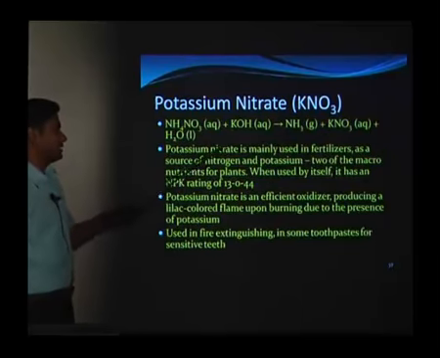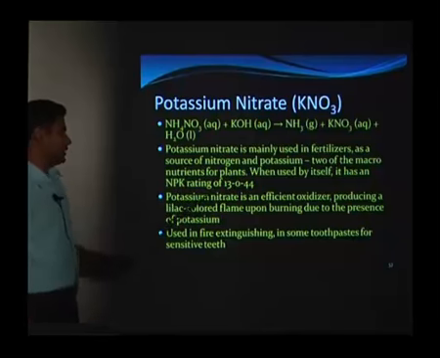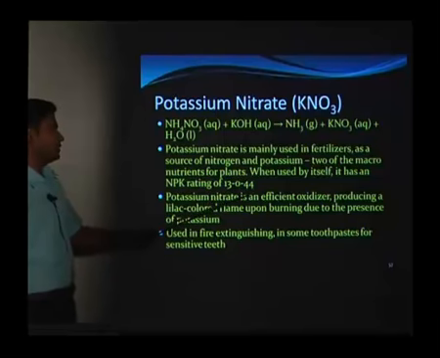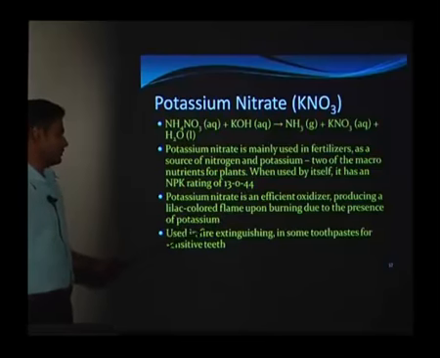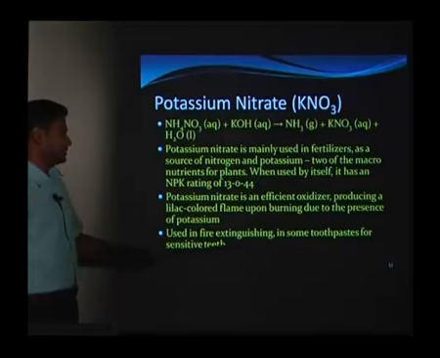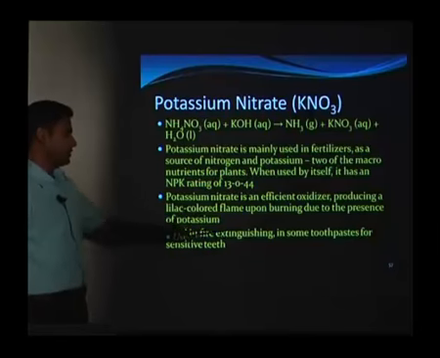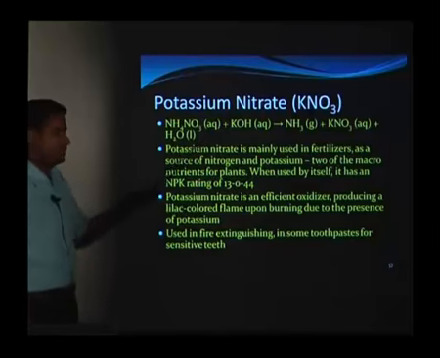Then the potassium nitrate is mainly used in fertilizer, and it is a good source of nitrogen and potassium, two of the macronutrients for the plants. And when used by itself, it has an NPK rating of 13-0-44. So by itself it gives NPK as 13 and 44. Potassium nitrate is an efficient oxidizer, producing lilac colored flame upon burning due to the presence of potassium. It is used in fire extinguishing and in some toothpaste for sensitive teeth. So for sensitive toothpastes, KNO3 becomes one of the ingredients.